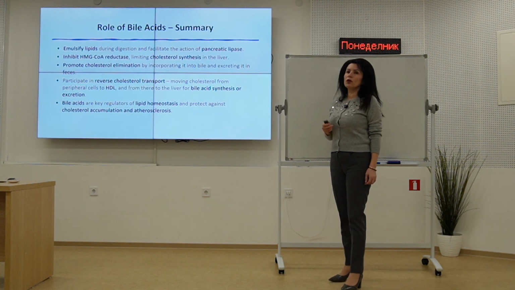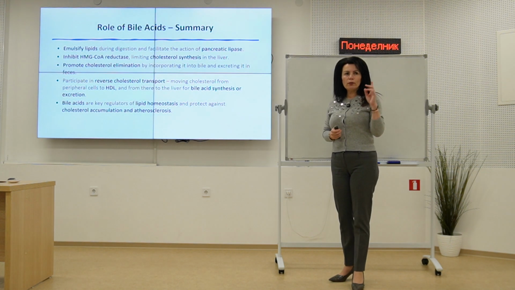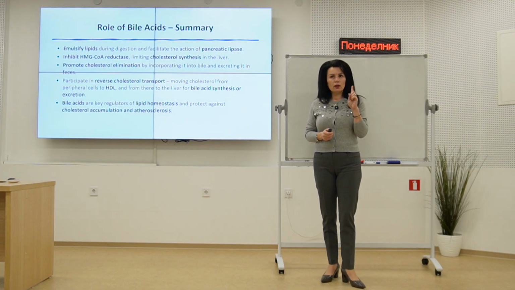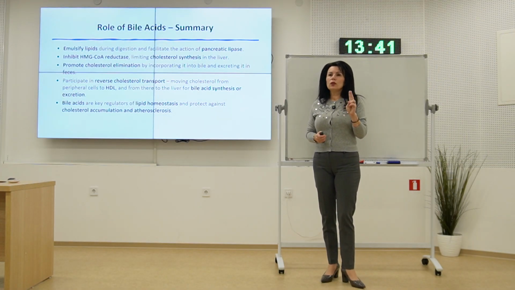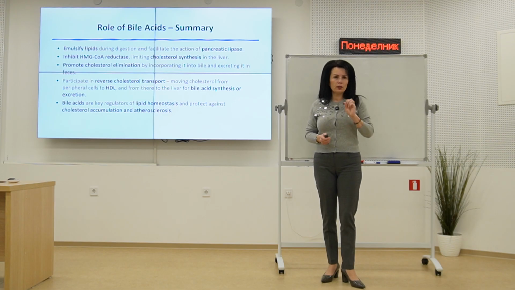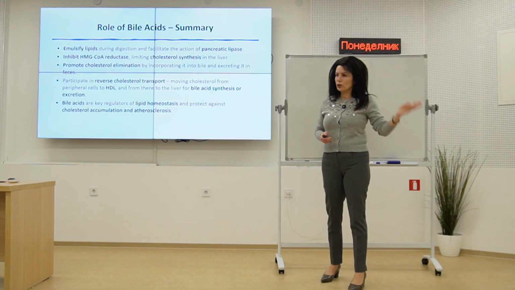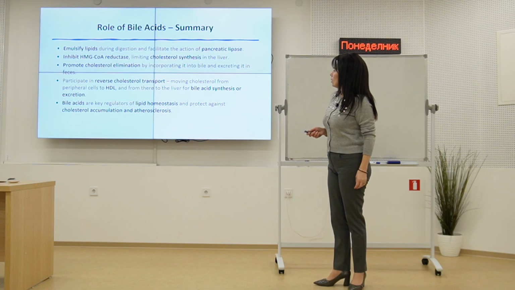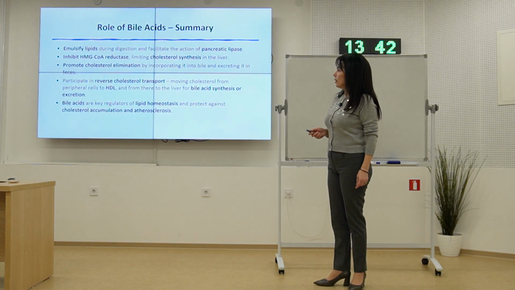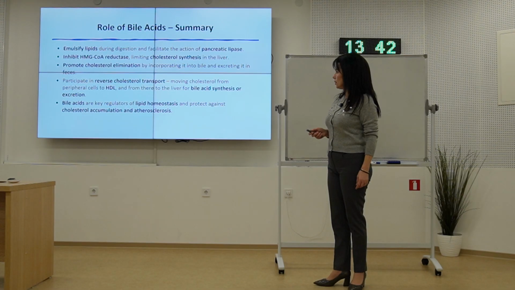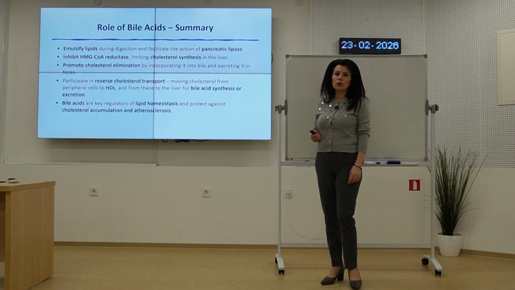And to summarize the role of bile acid. Number 1, emulsification of lipids in fatty food. Number 2, inhibitor of HMG coenzyme A reductase, of de novo synthesis of cholesterol. And number 3, elimination of cholesterol out of the body. They are key regulators of lipid homeostasis and protect against cholesterol accumulation and atherosclerosis.